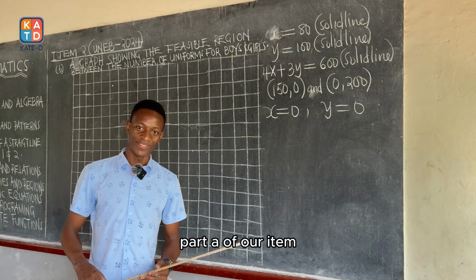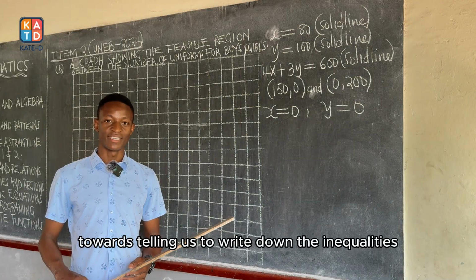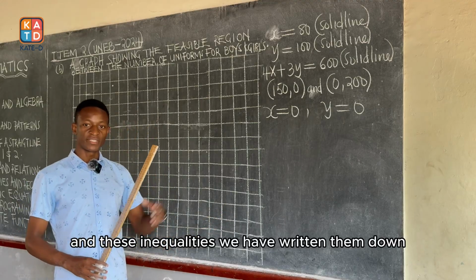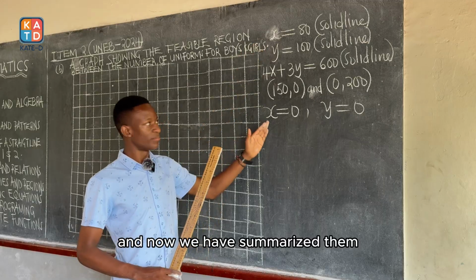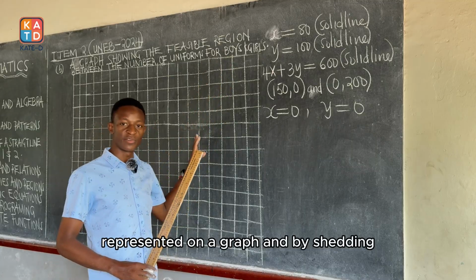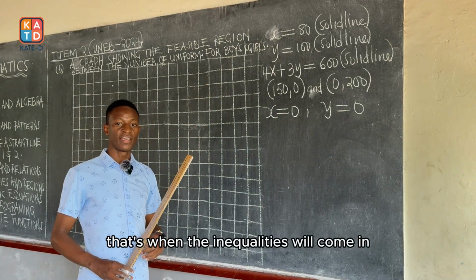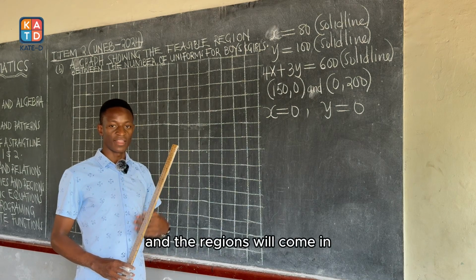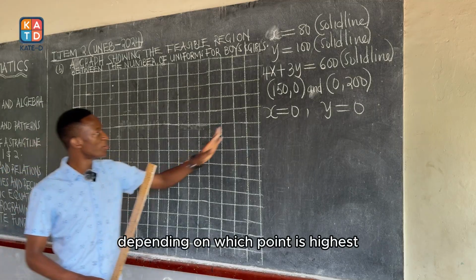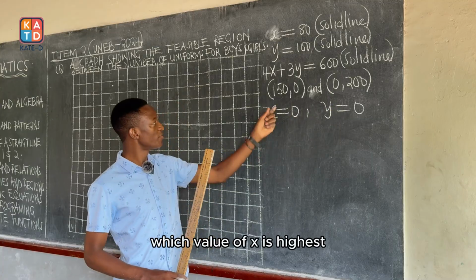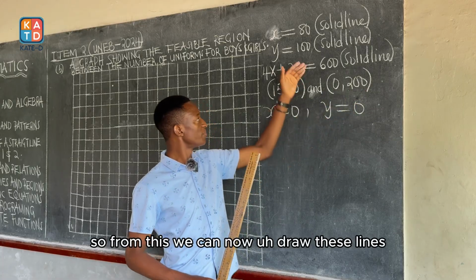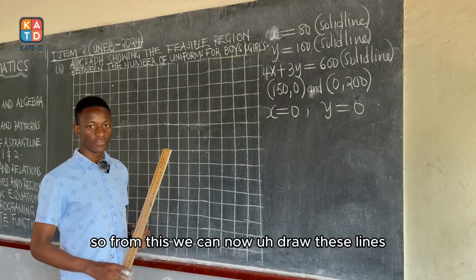Part A of our item 2 was telling us to write down the inequalities. And these inequalities, we have written them down, and now we have summarized them. We have put them into linear equations, and these linear equations can be represented on a graph, and by shading, that's when the inequalities will come in and the regions will come in. So this is our graph paper, and on this graph paper we need to choose a scale depending on which point is highest. Which value of x is highest? It is 150. Which value of y is highest? It is 200. So from these we can now draw these lines.